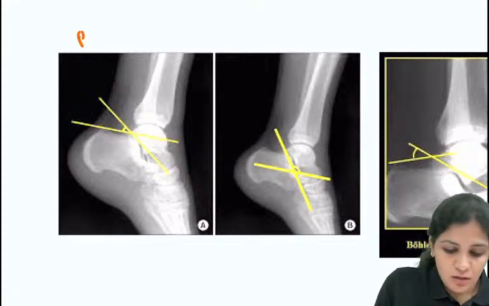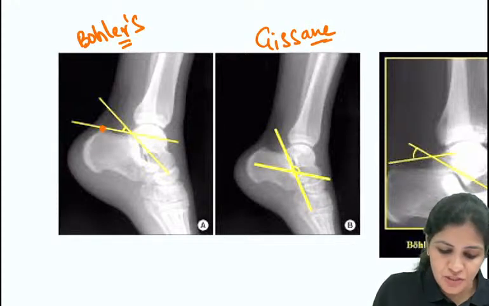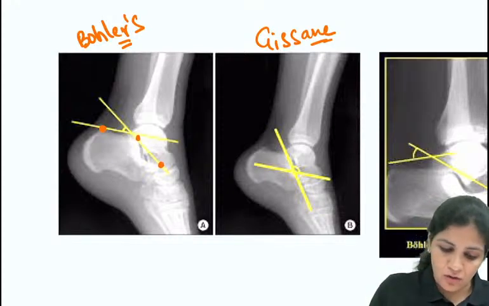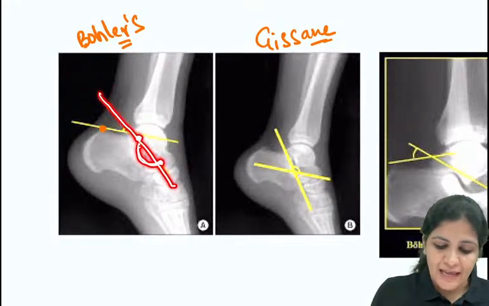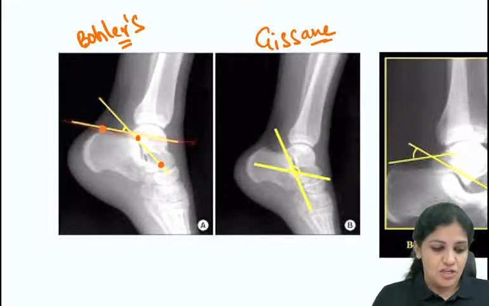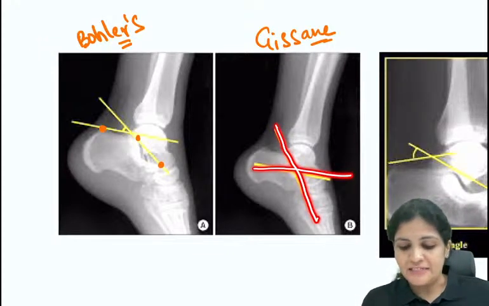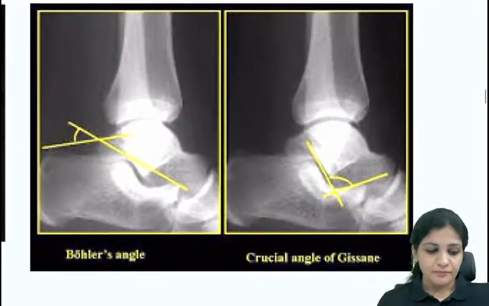So this is your Bohler's. This is your Gissane's, right? Identify the structure, the topmost structure on the posterior aspect, and this line is drawn along the, this is called the strut, right? One on the posterior aspect, on the anterior aspect you draw a line, and one more point is over the calcaneal tuberosity, and now you draw a straight line. So this is the Bohler, and this is along the struts, the anterior and the posterior strut. This is your Gissane's. I've given you the picture directly.